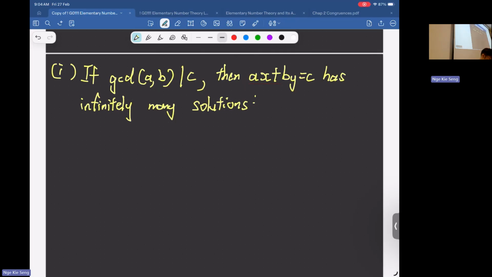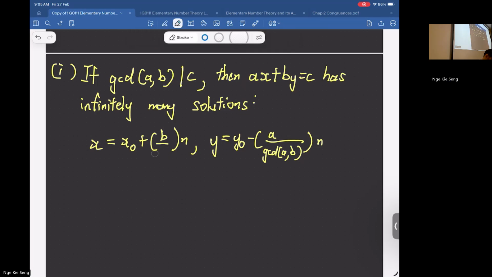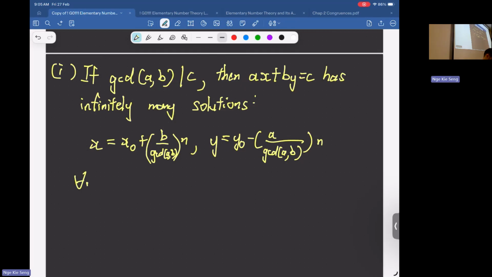So what are these solutions? These are x equals x naught plus b over d times n, y equals y naught minus a over d times n. So what's d here? It's the GCD of a and b. Here n stands for all integers, and x naught and y naught solve our original equation. You get one solution, you get infinitely many of them.